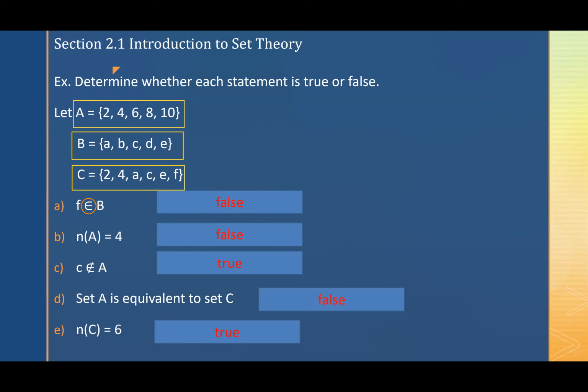A question. On D, where it says set A is equivalent to set C, even if it has 2 of the same numbers, it's not equivalent? If they have the same numbers, like the 2 and 4 here? No, it's not equivalent. Remember, the definition of equivalent is that the 2 sets have to have the same amount.